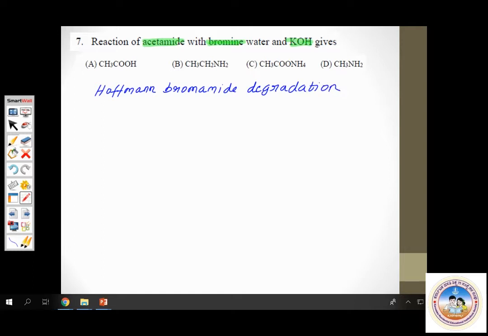So the given amide is acetamide, or CH3CONH2, made to react with bromine in presence of a base. Bromine in presence of base, KOH. What does it give you? It gives you a primary amine with one carbon less, RNH2. Okay. So this part is removed. So acetamide means CH3CONH2.